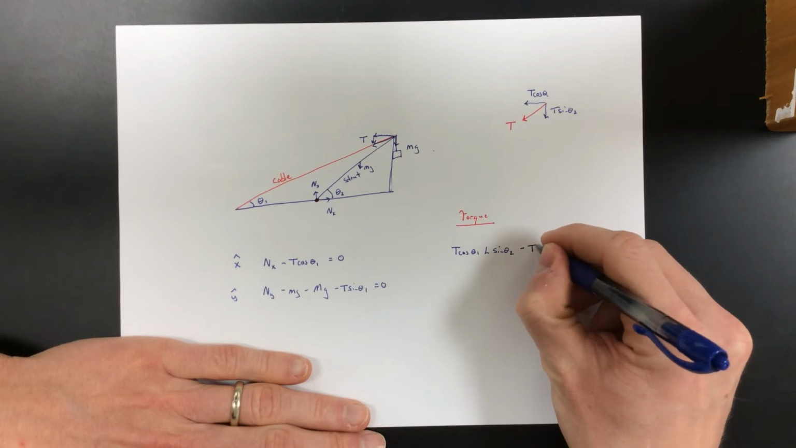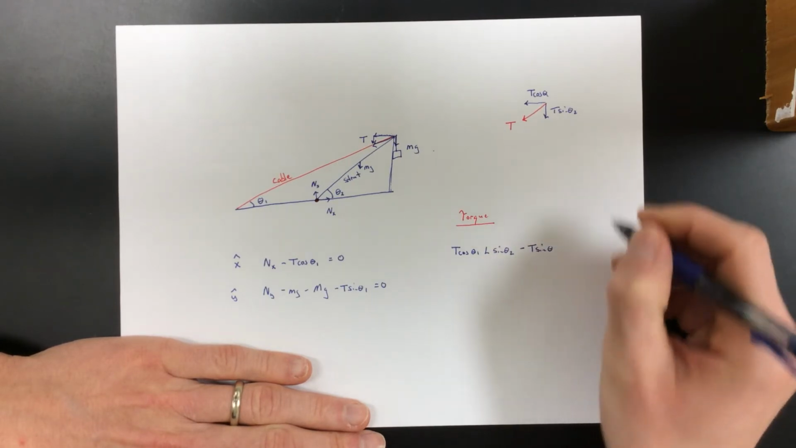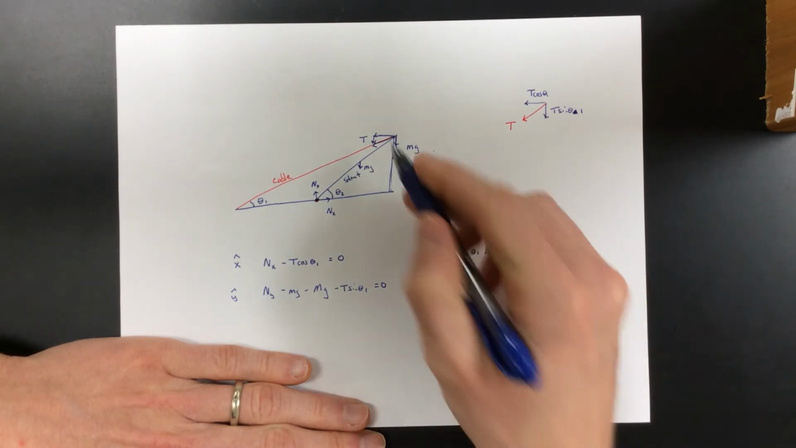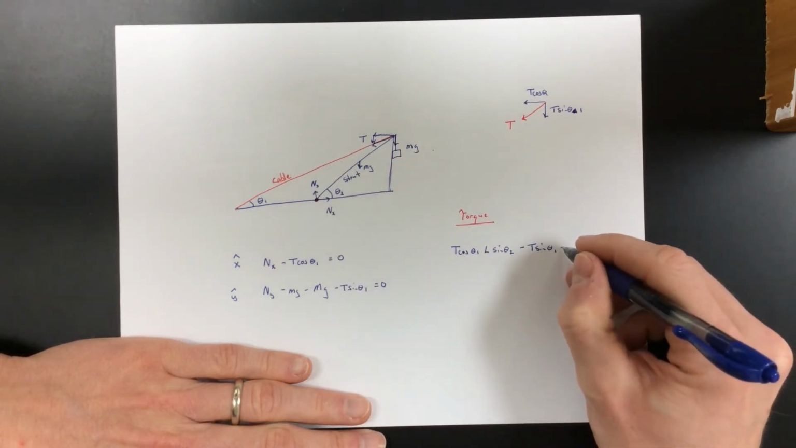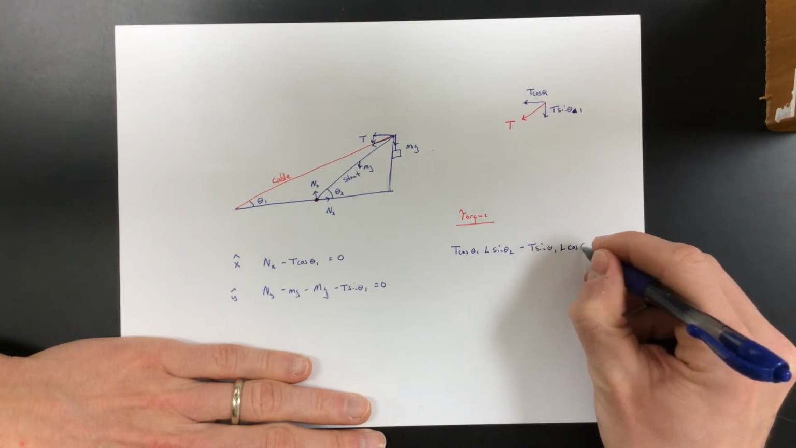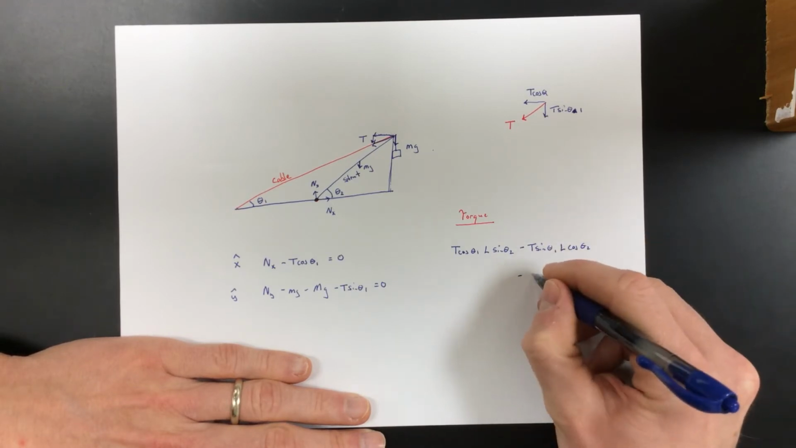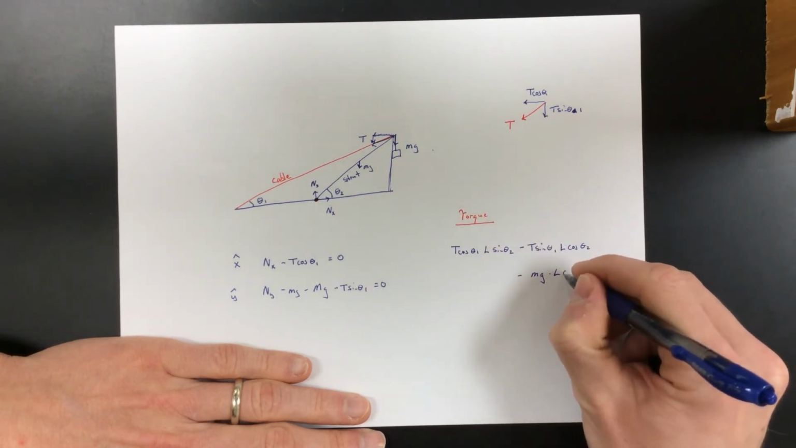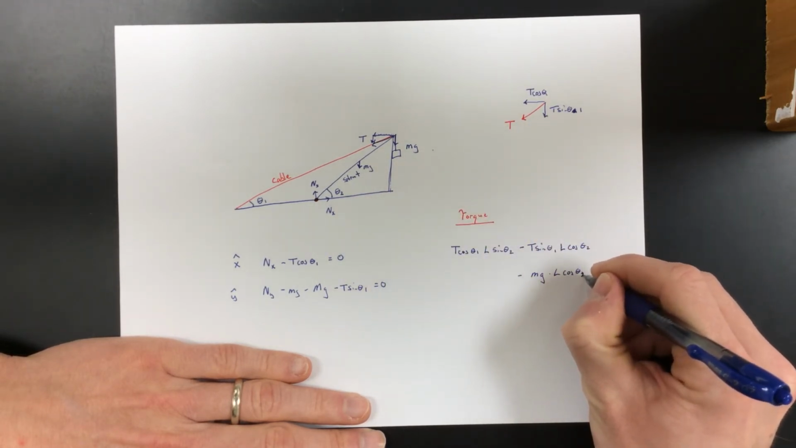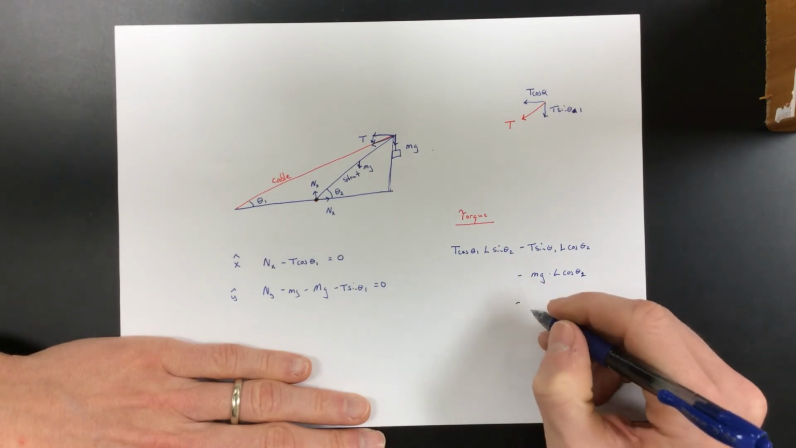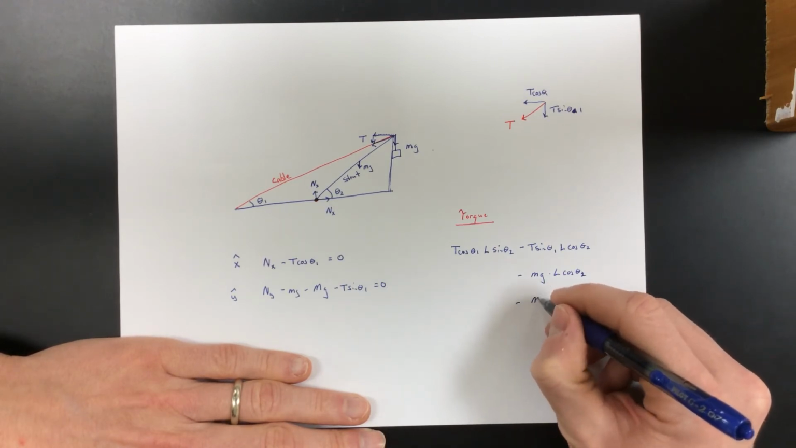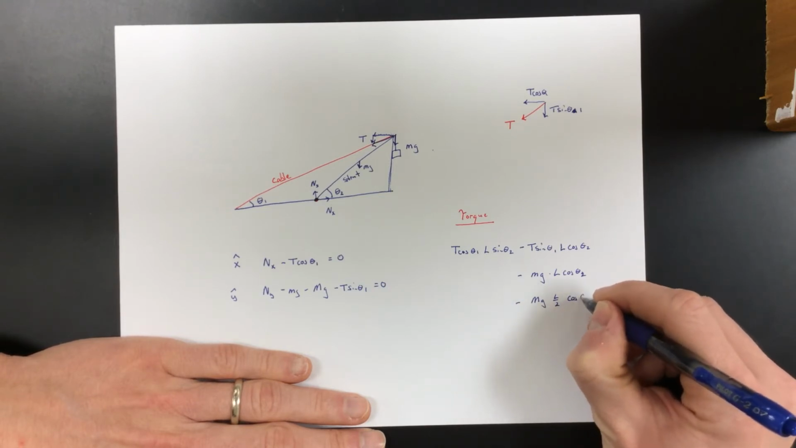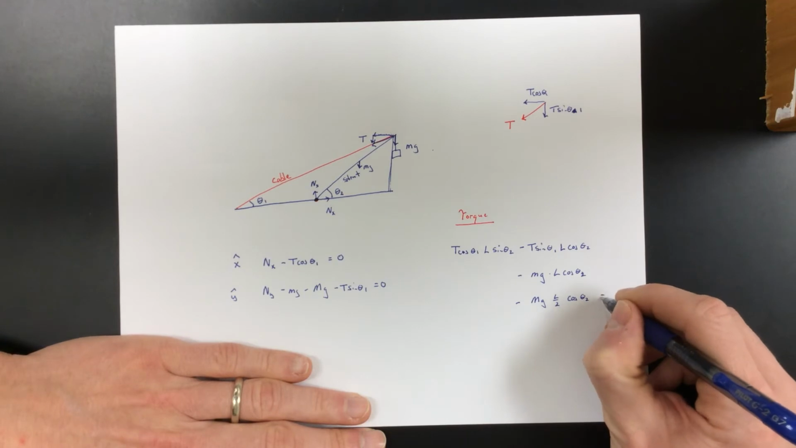So we have T sine theta 1. And if that's a vertical force, then we need the horizontal lever arm, which is L cosine theta 2, minus mg, the box, and it's operating at the exact same spot, so it's got the same lever arm, cosine theta 2, and then minus the board itself, which is, we'll say, capital Mg, and it's got a lever arm of L over 2 cosine theta 2, and that has to equal 0.